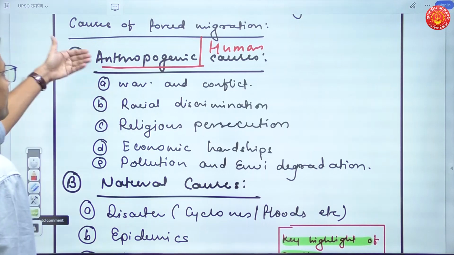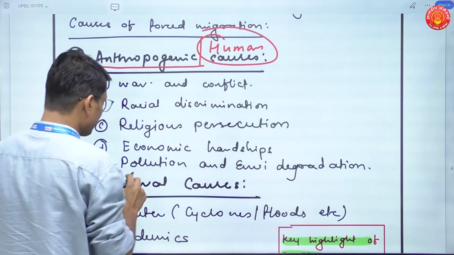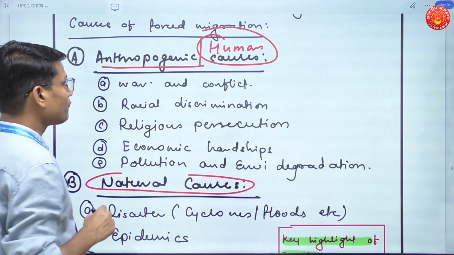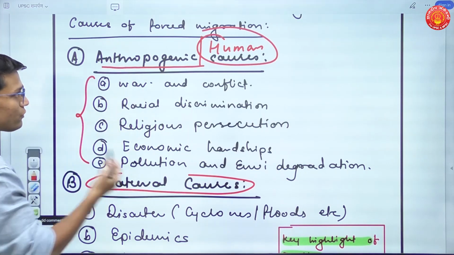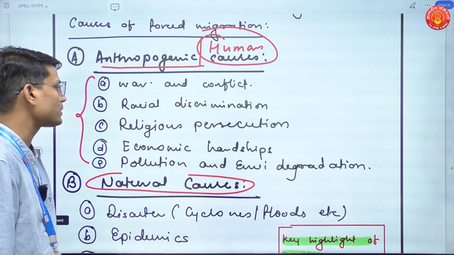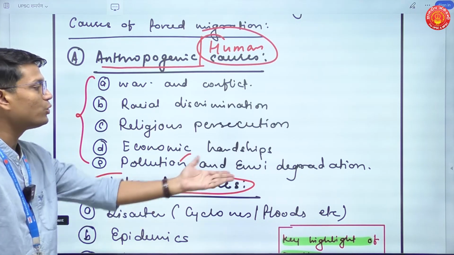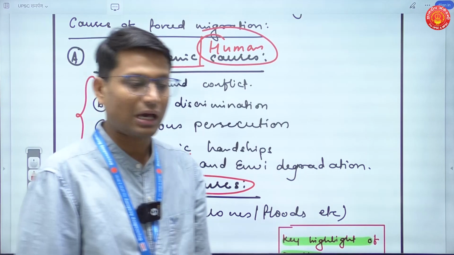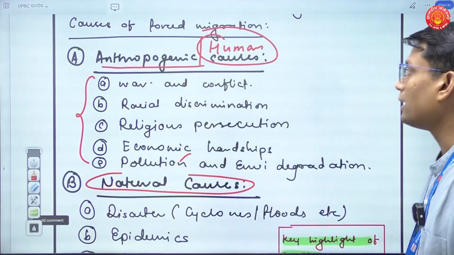So that is why I am separating human causes as well as natural causes. Fine. Further, I have a list of forced migration causes. War and conflict is there, racial discrimination, religious persecution, economic hardships, pollution and environmental degradation. These can be a few causes you can attribute.